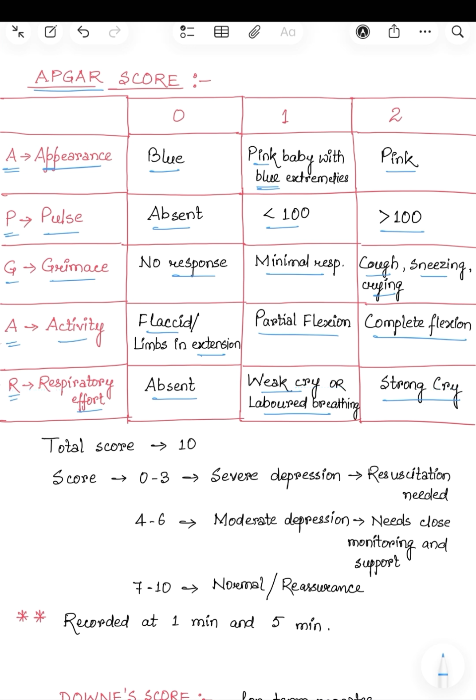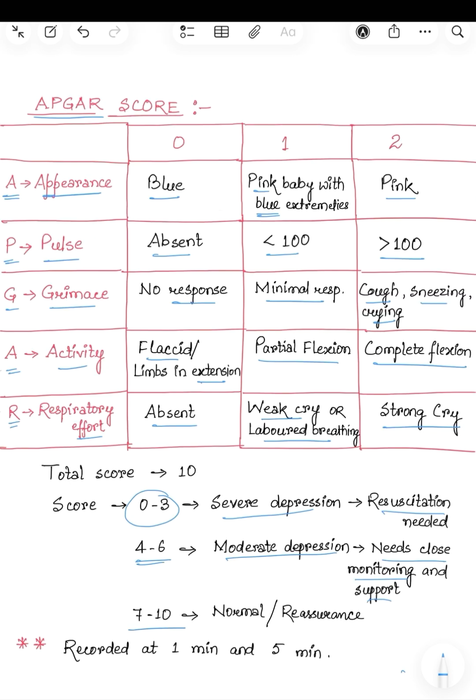And the interpretation is, if the score comes out to be 0 to 3, there is severe depression and resuscitation is needed. If the score is 4 to 6, then there is moderate depression and it needs close monitoring and support. If the score is 7 to 10, then the baby is normal and reassurance is needed. APGAR score is calculated at 1 minute and 5 minutes. If the score is low, then it is repeated at 10th minute.